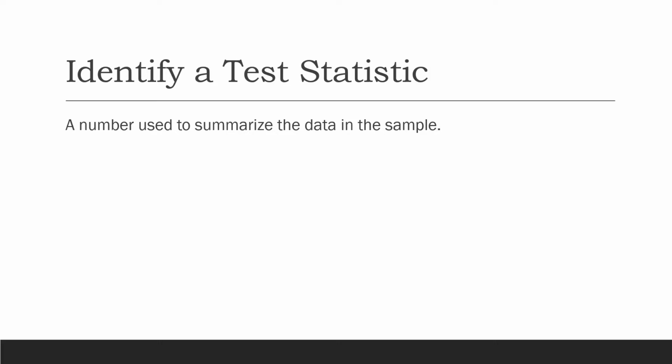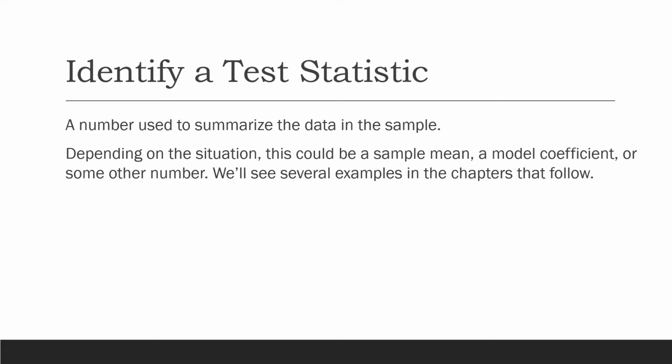Now, the next step we're going to take in hypothesis testing is to identify a test statistic. This is a number that's used to summarize the data in the sample and summarize it in a way that's helpful for trying to address the research question. So depending on the situation, this could be a sample mean or a model coefficient or some other number, and we're going to see lots of examples in the chapters that come.